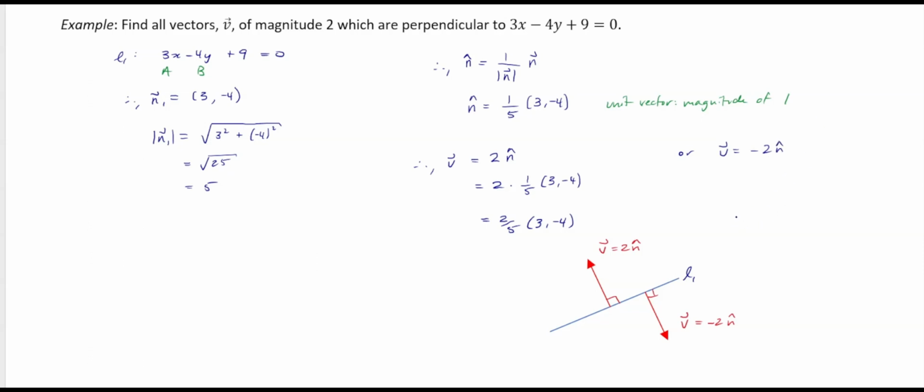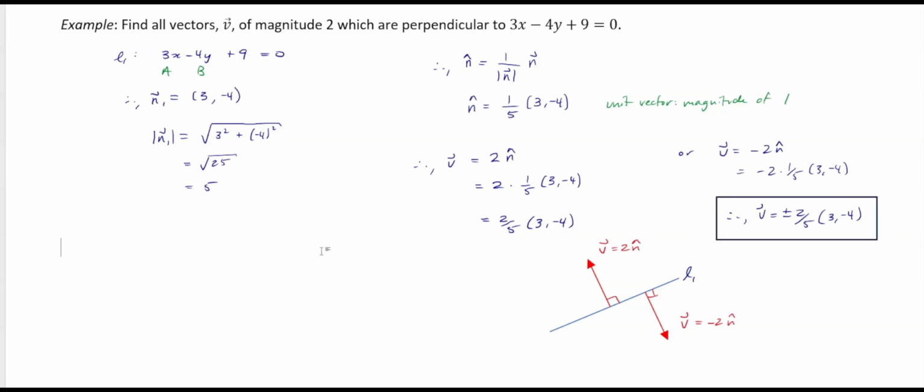My final answer is therefore v is equal to plus or minus 2 n cap, which is plus or minus 2 over 5 times (3, -4), and I'll put a box around that. And there's my final answer to that question.